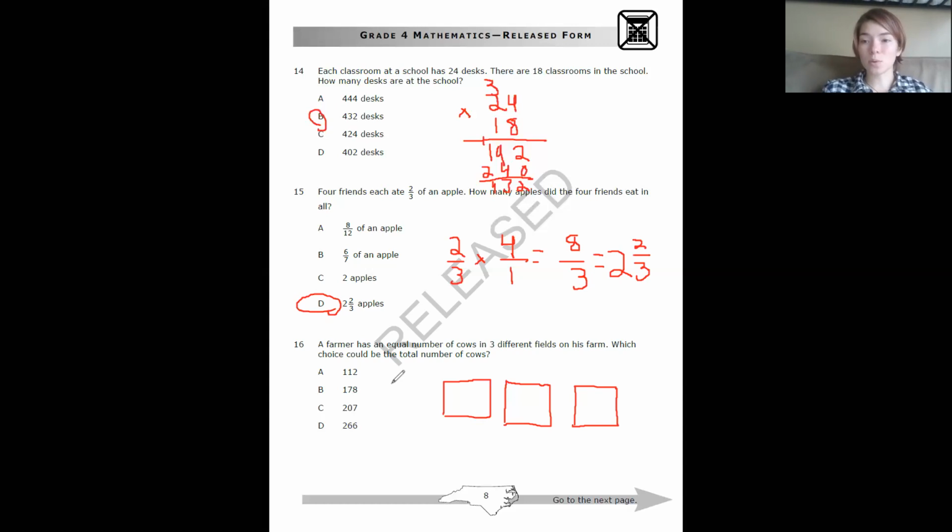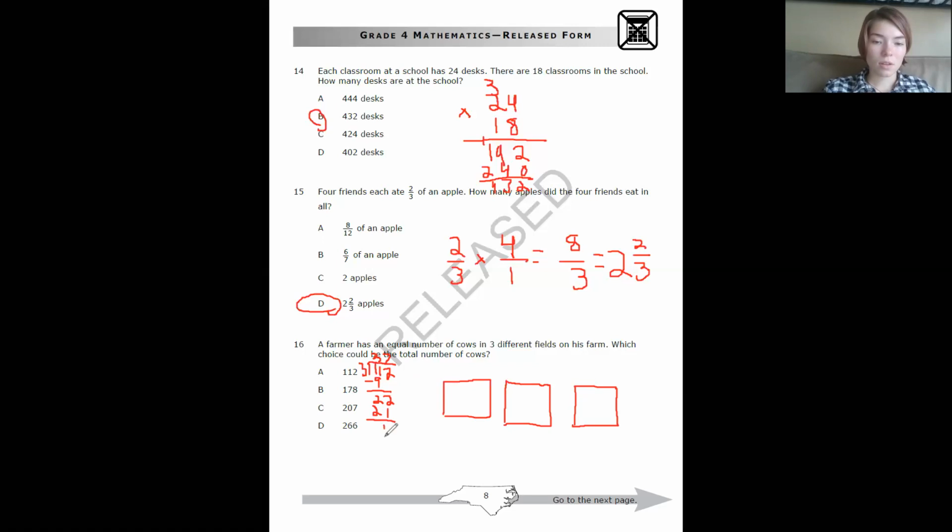So if we divide that total by 3, we should get some number of cows that doesn't have a fraction or anything. Because once again, we don't have part of a cow in a field. So if we do 112 divided by 3, we would get 3. 3 times 3 is 9. Subtract that from 11. 2. Bring down this 2. 3 goes into 22 7 times. 7 times 3 is 21.